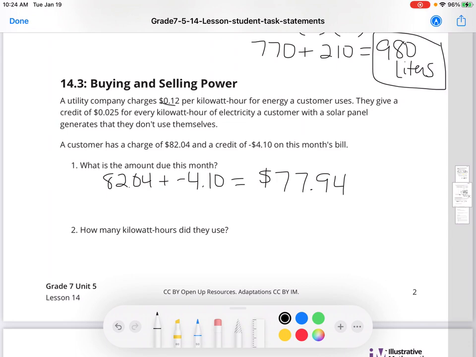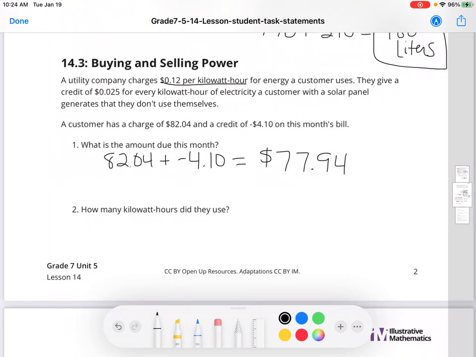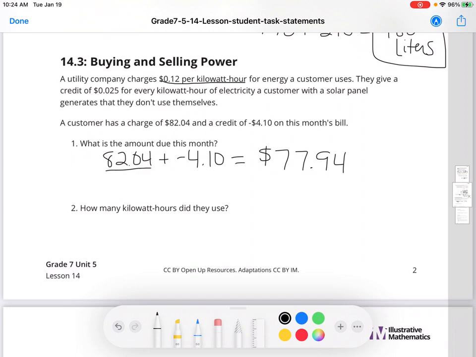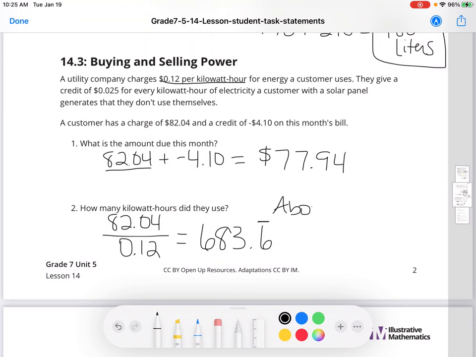Number 2, how many kilowatt hours did they use? So we know it charges 12 cents per kilowatt hour, and their charge was $82.04. So $82.04 divided by our unit price of 12 cents per kilowatt hour, which would be 683.6 repeating. So that means they used approximately 684 kilowatt hours.